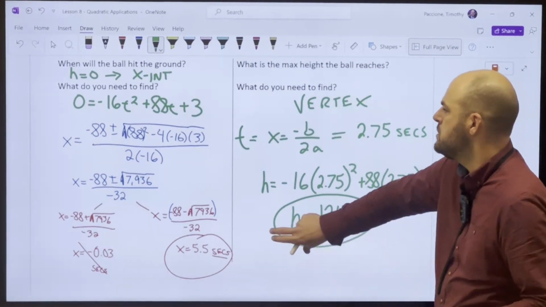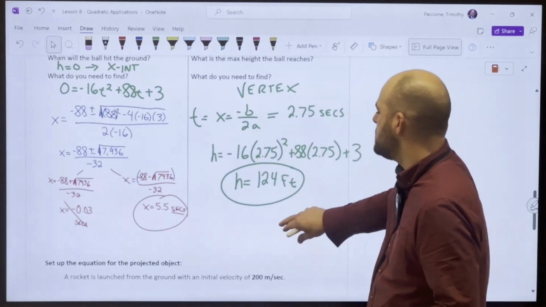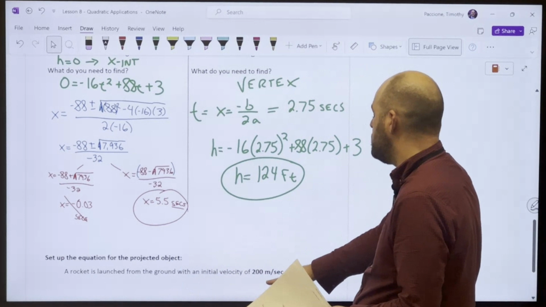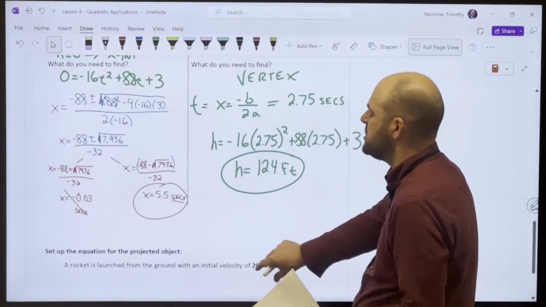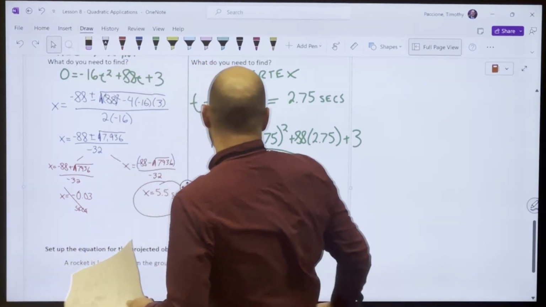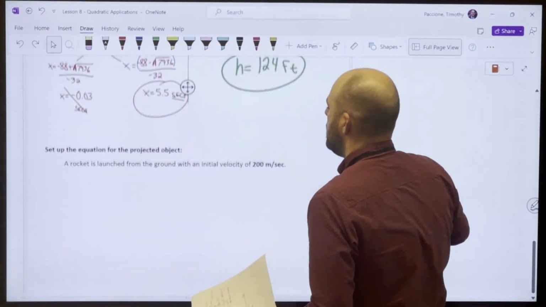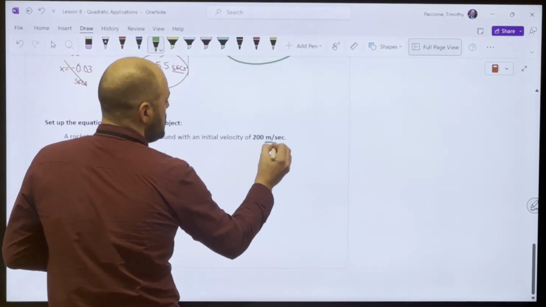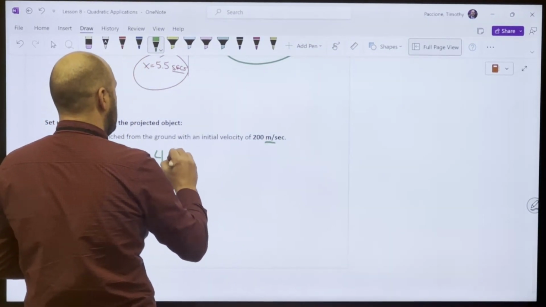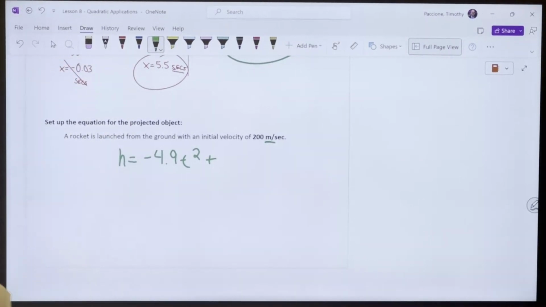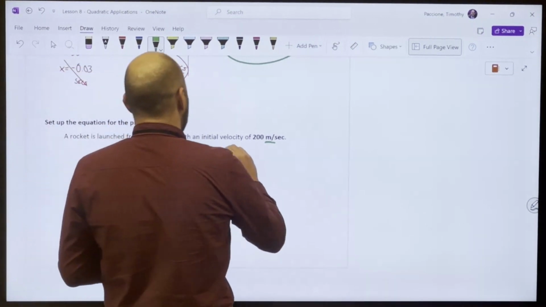Now, there's one other thing, and then I'll finish, because there's this one special situation that seems to confuse students. So look at this equation down here. A rocket is launched from the ground with an initial velocity of 200 meters per second, and it wants us to just set up the equation, okay? So we're just going to set up the equation here, okay? So, well, we know h equals, it's meters, so it's negative 4.9 t squared plus the initial velocity times t, so that's what? 200 t.